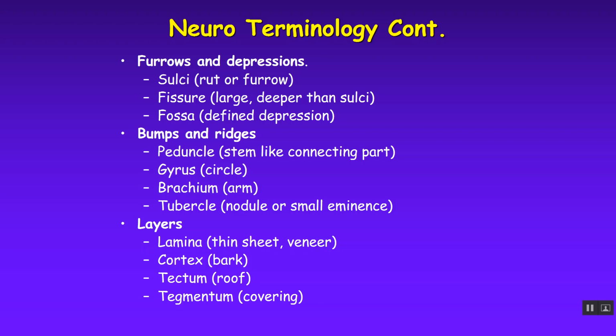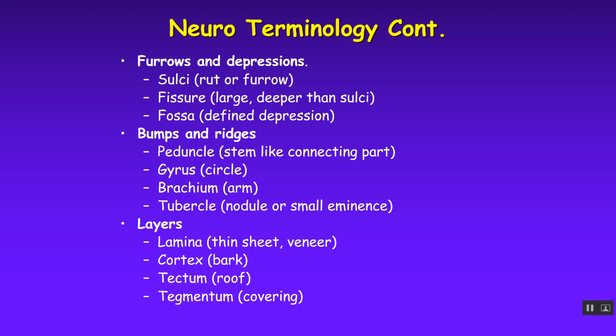A fissure is larger and deeper than a sulcus. So we'll talk about the lateral fissure. Right between your temporal lobe and your parietal and frontal lobes, there's this big lateral fissure, as we call it. It's deeper and bigger than most of the other depressions on the outside of the central nervous system. Or a fossa.